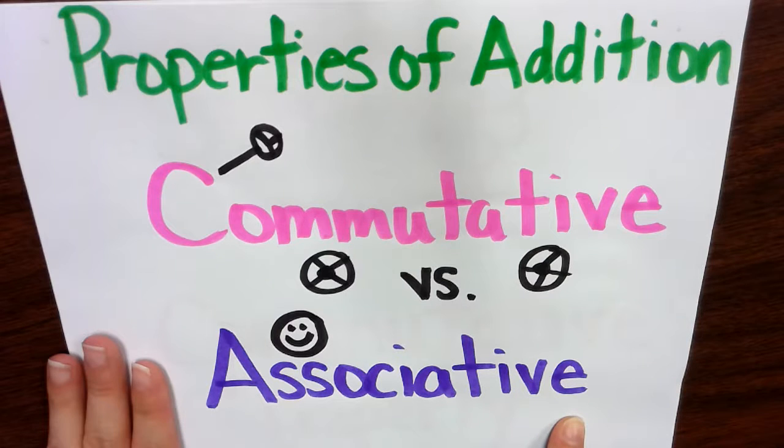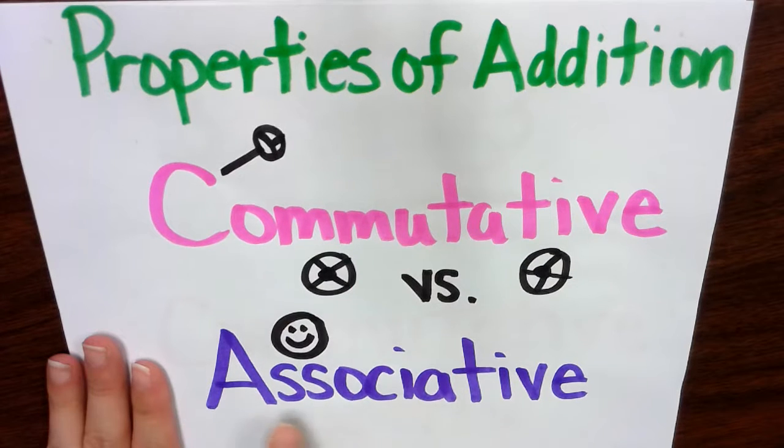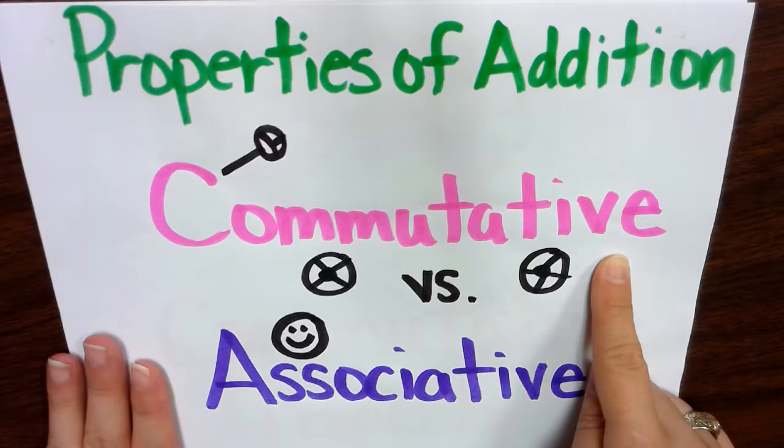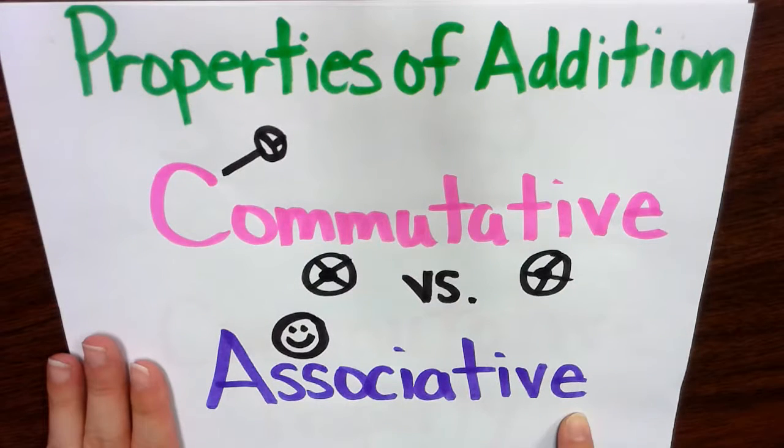Associative property of addition, you associate yourself with someone else. So maybe you have a best friend and you and her are a group together. So you associate. I put a smiley face to help you remember that. Commutative property is the order of operation. Associative property is the grouping of that operation.